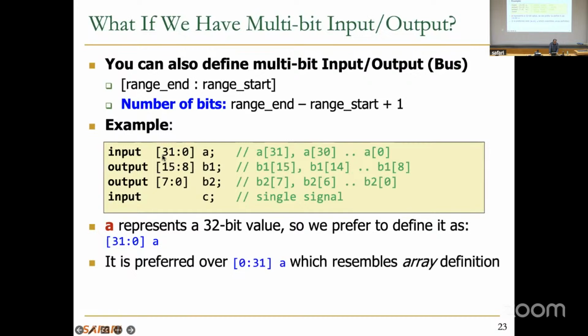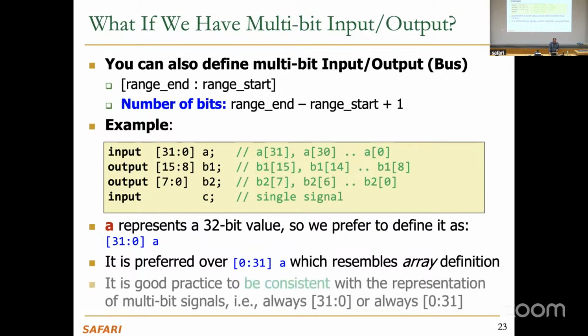So when you say [31:0], it represents a 32-bit value. We prefer to define it as is. But you can also define it as [0:31] A. That's not very common to use when you want to define a multi-bit value. You usually use this kind of notation, 0 to 31, when you want to resemble an array definition. So you have the array and you want to define every bit of it.